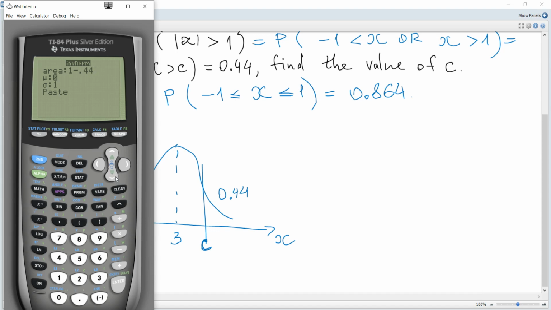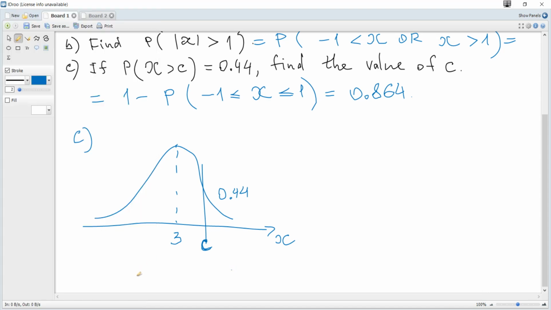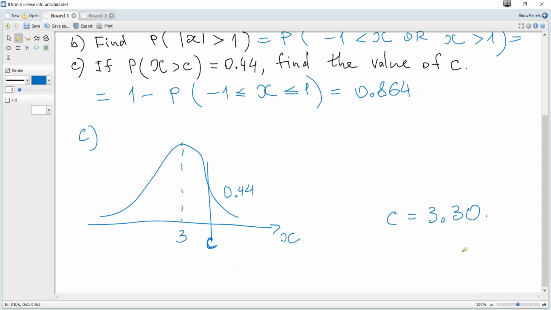Mu is 3 and standard deviation is 2, and just enter. And we get this value 3.30, so c is 3.30 to 3 significant figures. And that's all for this question.